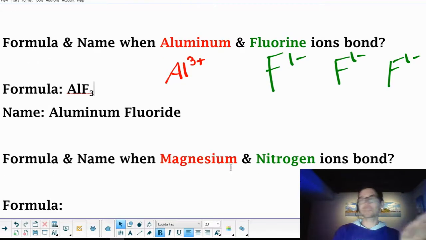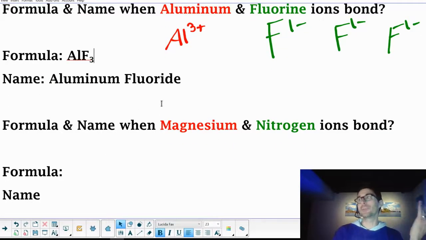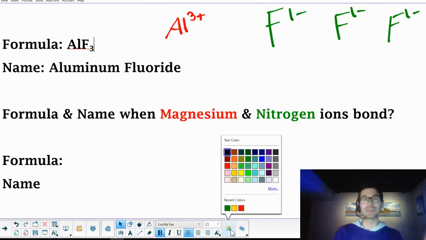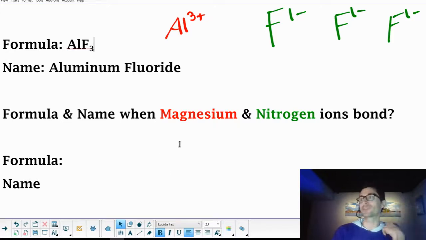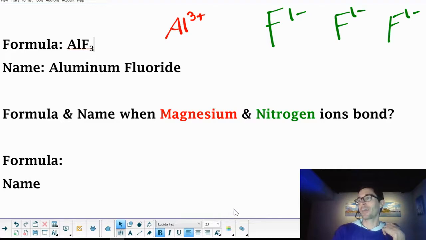Again, if I'm going too fast, rewind. Hit me up with an email, though, if you need another little explanation. But I feel like these visuals work pretty well. We're just trying to make sure that our charges balance out. That's the whole, all of chemistry is about balancing things out. Okay, that's the majority of it, making sure that things are even.